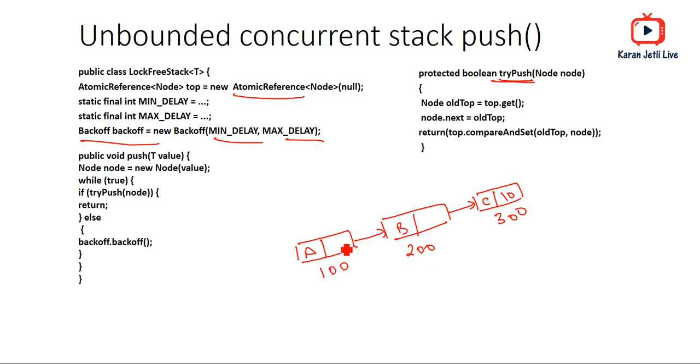So what is the link of A? What is the pointer to B? What is the address of B? 200. So here goes 200. B points to C. What is the address of C? 300. And guys, here is the top. Top points to the first node always, the top of the stack. So what is the address of this? 100.